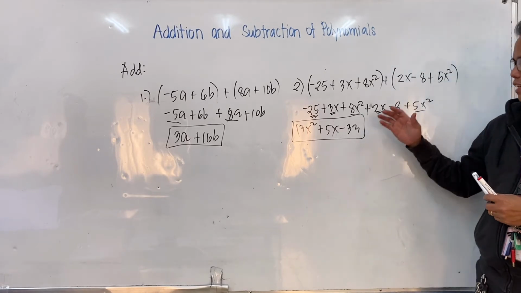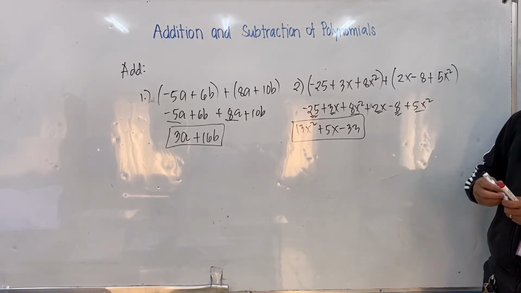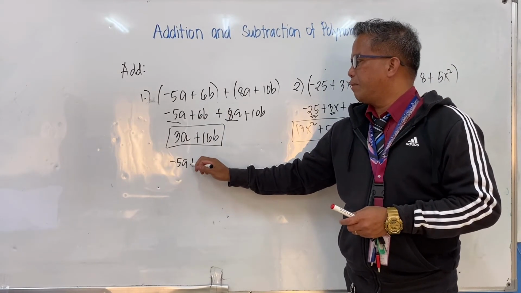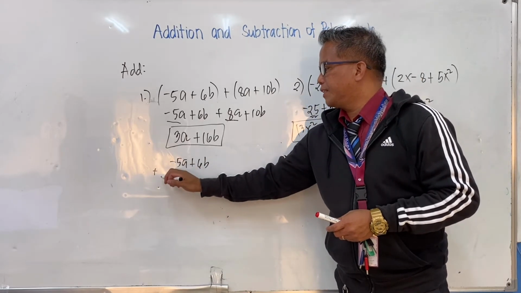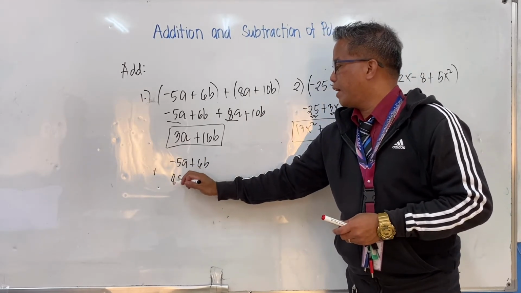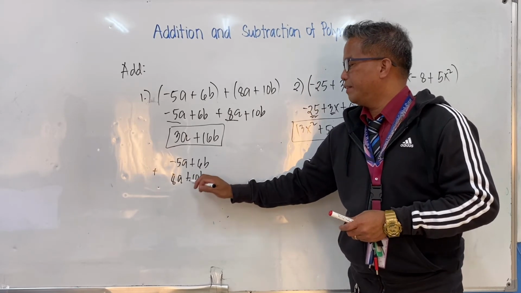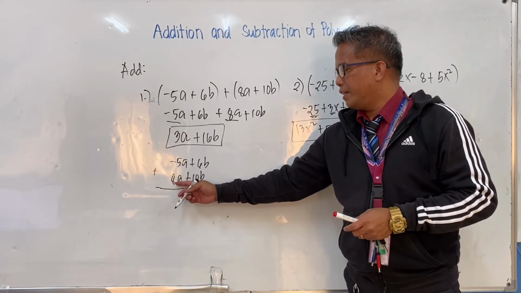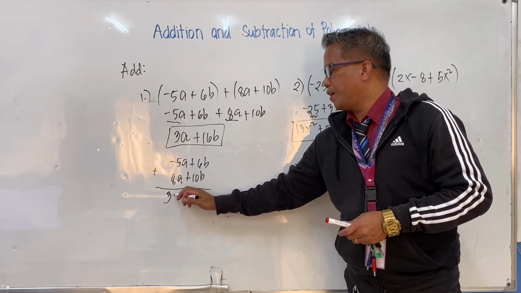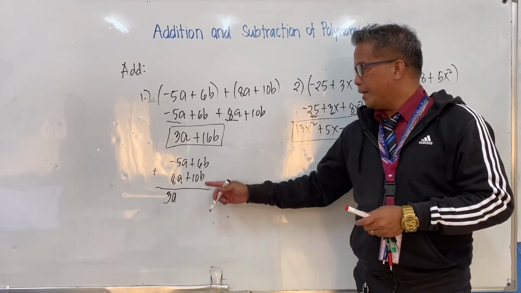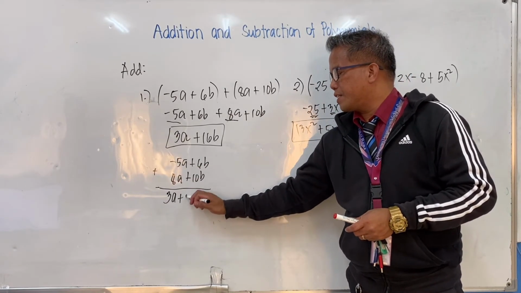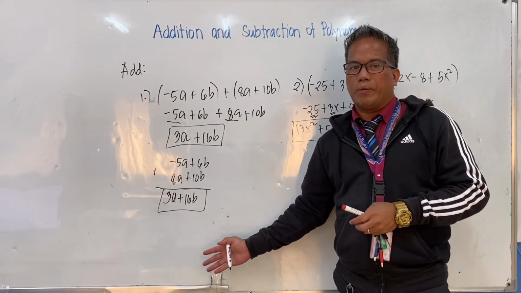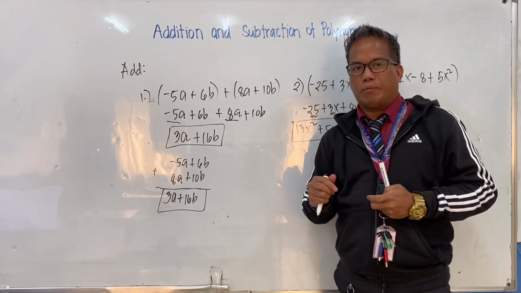You can also write this in vertical form. If you want to use the vertical form, let us start here. Let's say negative 5a plus 6b, then plus, so just copy, we have 8a plus 10b. Adding negative 5 plus positive 8 is equal to positive 3. Then copy the variable. Then 6 plus 10 equals 16b. So this is also the answer. This is the vertical form. If you want to use this, there's no problem with that.